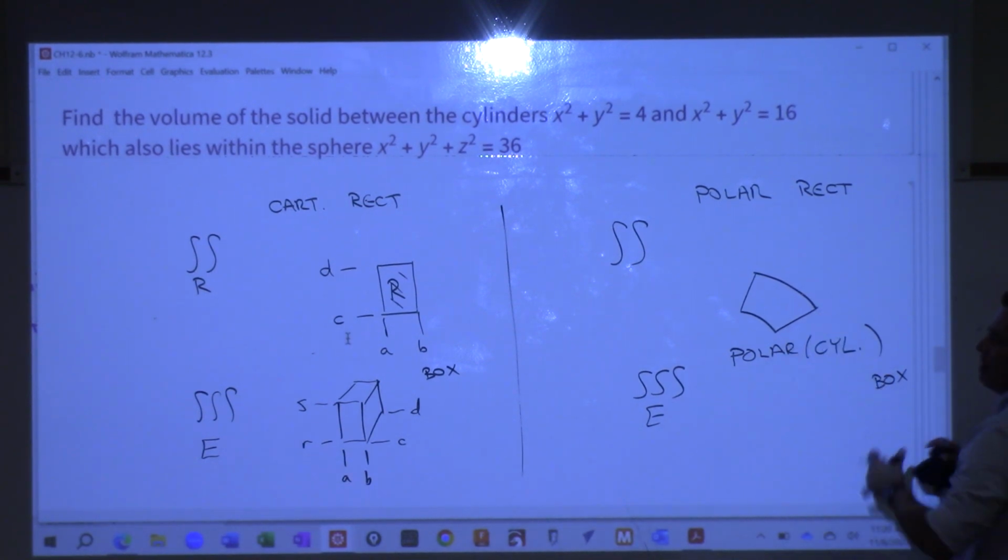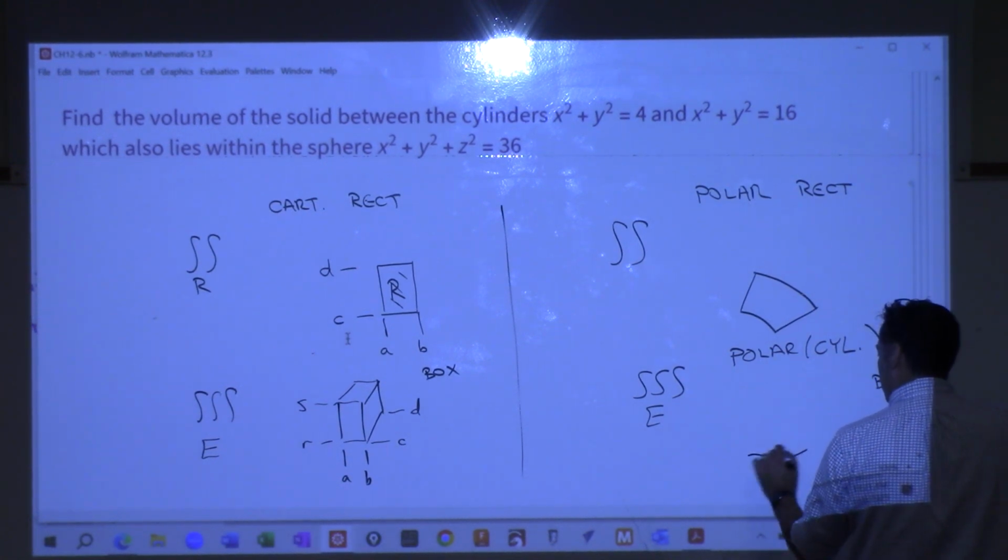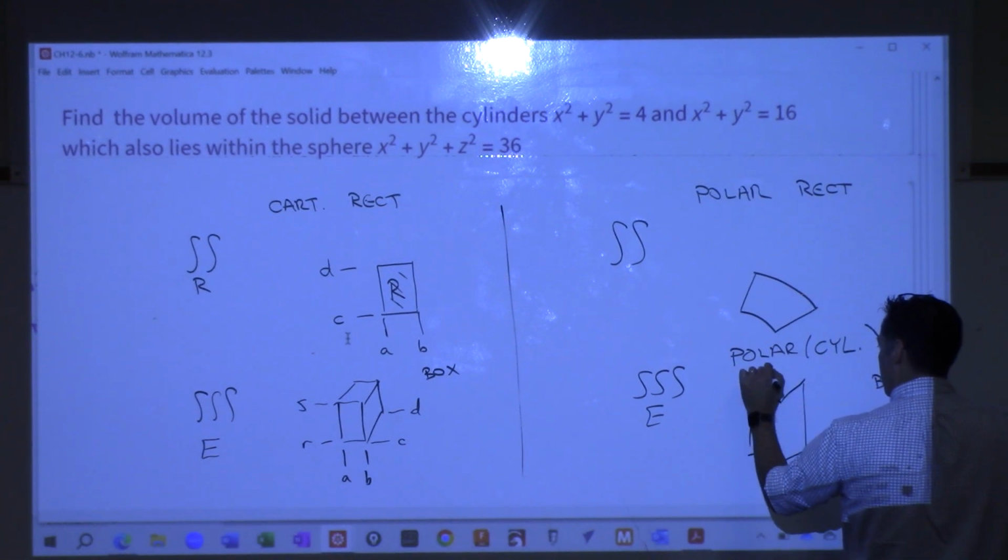Okay, so it's that, but extruded which way? Just up and down, right? Because z is between two constants. So it would look like, I don't know, it's going to be kind of hard to draw, but not the worst thing I've drawn.